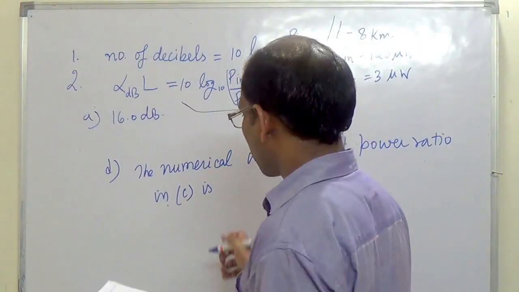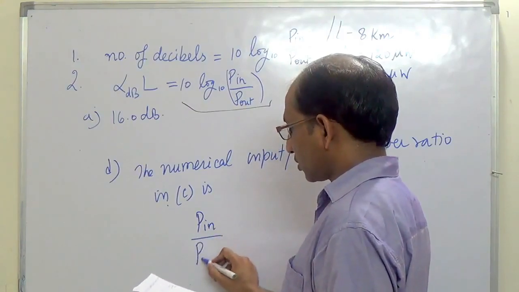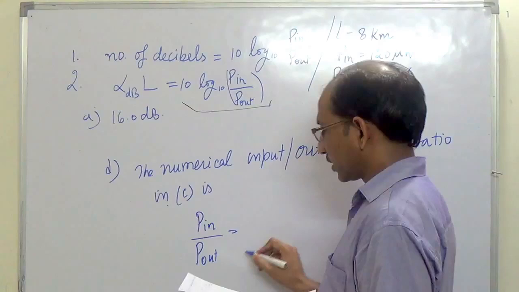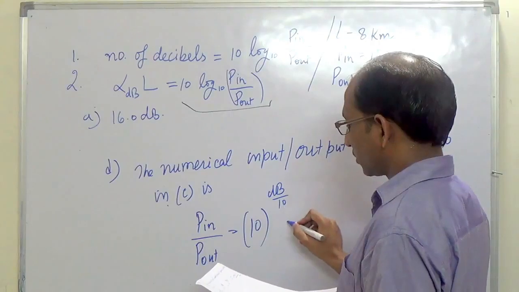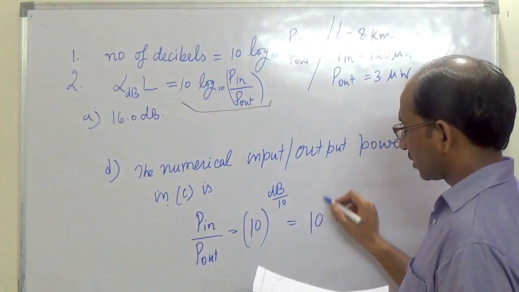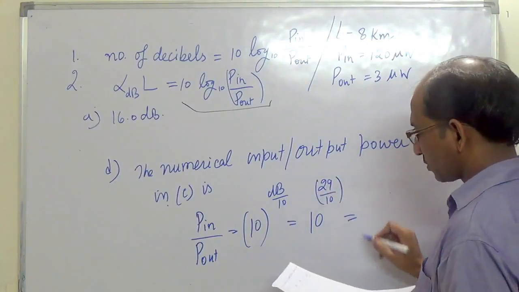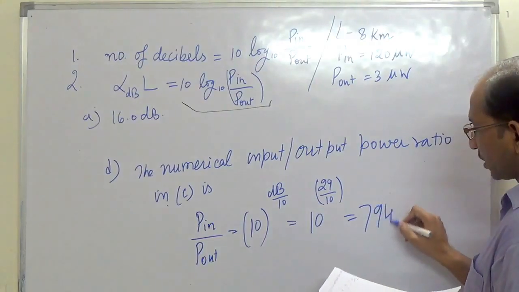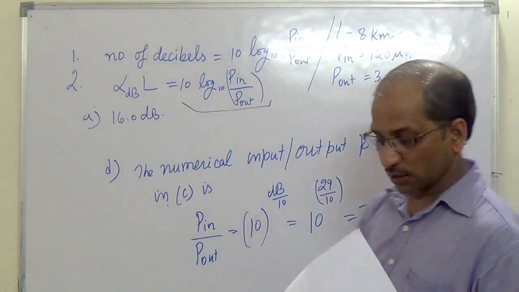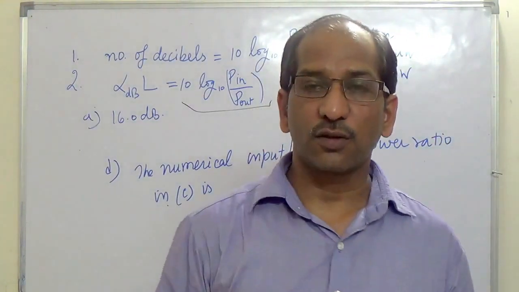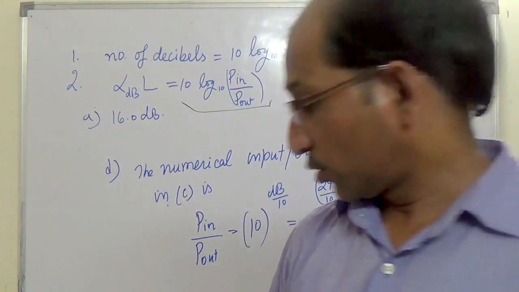So P input upon P output, as I have used earlier in this formula, is 10 raised to the power dB upon 10, which is equal to 10 raised to 29 divided by 10, and when I simplify it, the answer is 794.3. So the ratio between input and output power is of the order of 794.3.